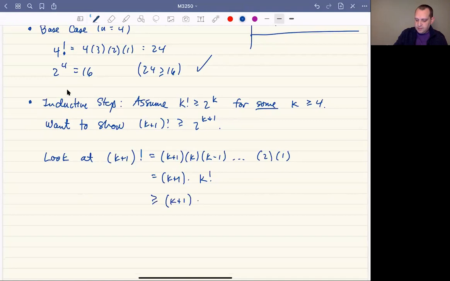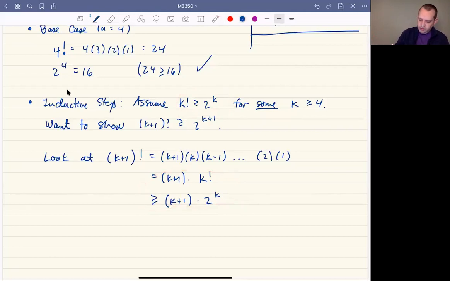So that means that k plus 1 times k factorial will be greater than or equal to k plus 1 times 2 to the k. If I take this inequality and multiply both sides by k plus 1, we get this inequality. And what we want is for this to be greater than or equal to 2 to the k plus 1. So we're going to do what most mathematicians do and just check if that's true. If it just happens automatically, then we're done. If it doesn't, we have to work a little harder.